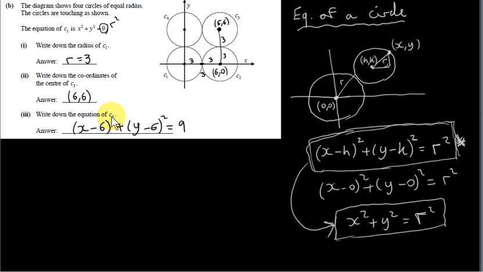Now we want the equation of C3. Well, the center of it is (h, k). So h is 6 and k is 6. The radius of it is 3. So we use this formula here. We replace h with 6, k with 6, and r with 3, and we get (x minus 6) squared plus (y minus 6) squared equals 9.